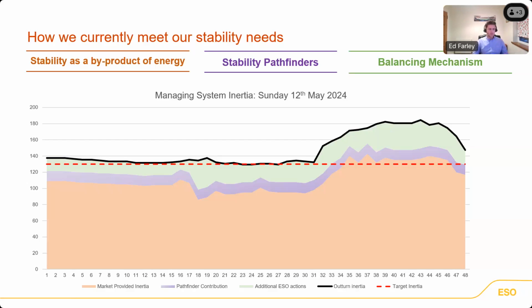And you can see that for the majority of the day, the market provided inertia was below the target threshold. What we therefore did was instruct on our Stability Pathfinder machines to ensure that the contracts that we have currently struck are efficiently used and that threshold can be increased so that we can have more inertia on the grid. However, that wasn't enough in all circumstances, so we also had to take specific actions on this day in the balancing mechanism to increase this further to ensure that we satisfied our minimum inertia threshold.